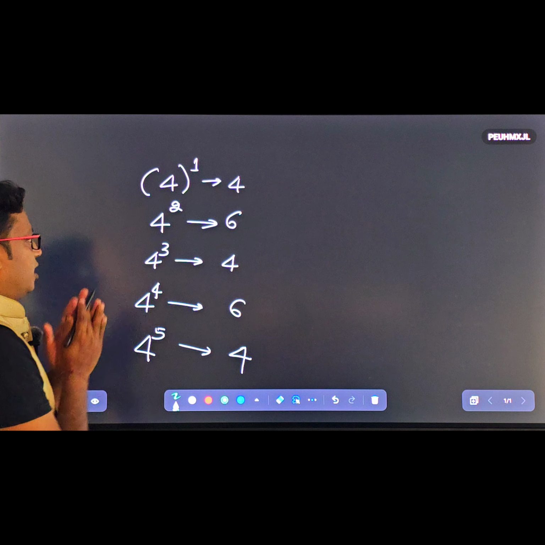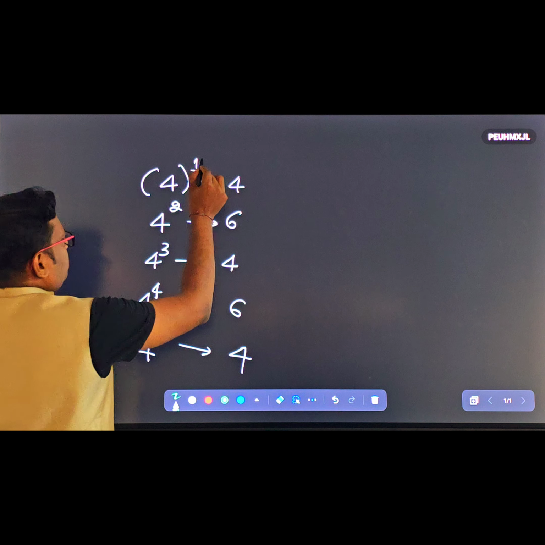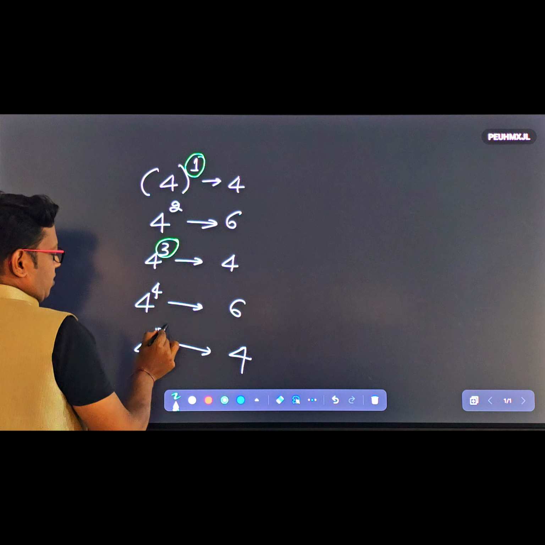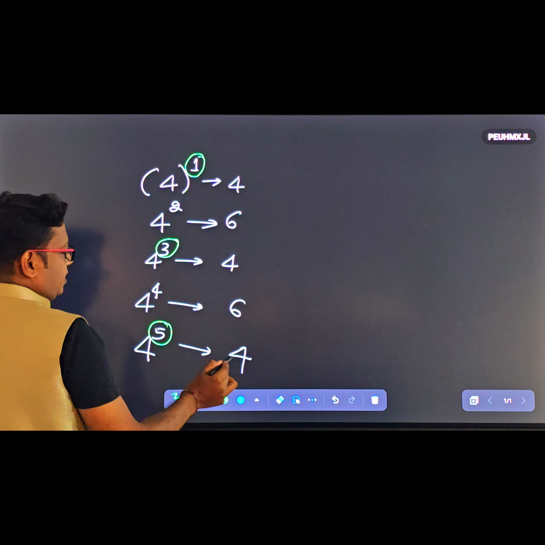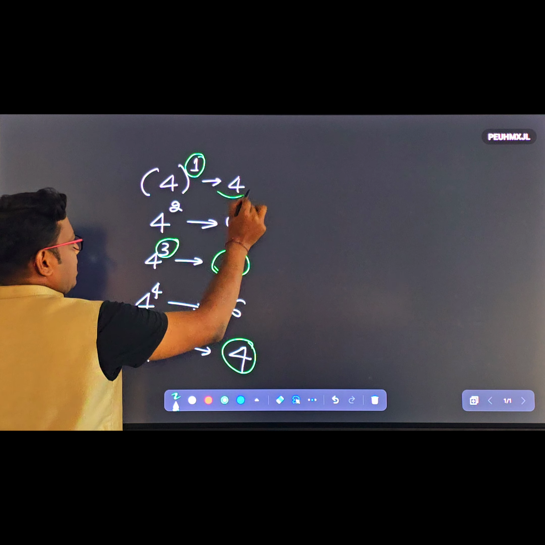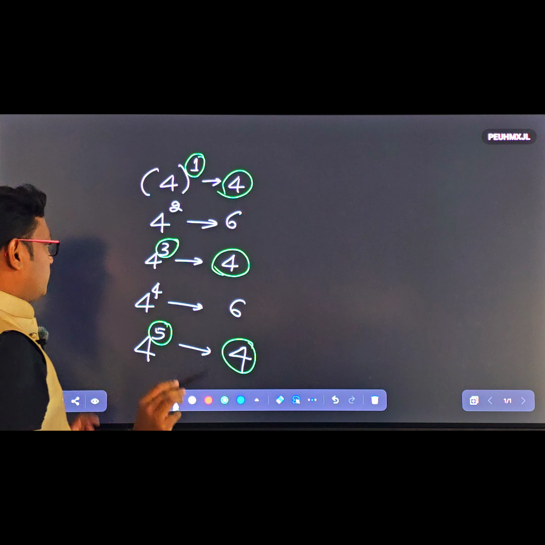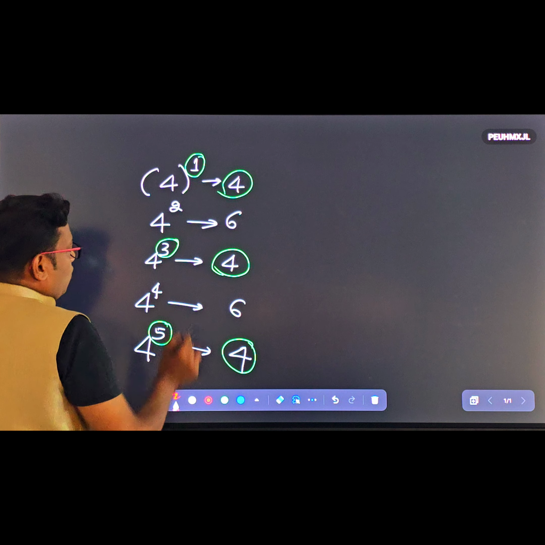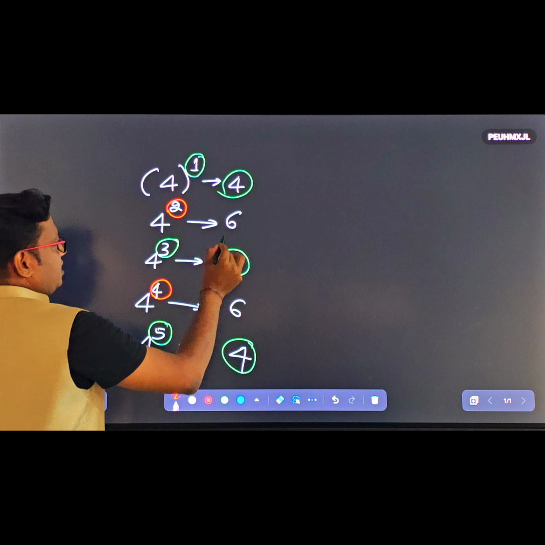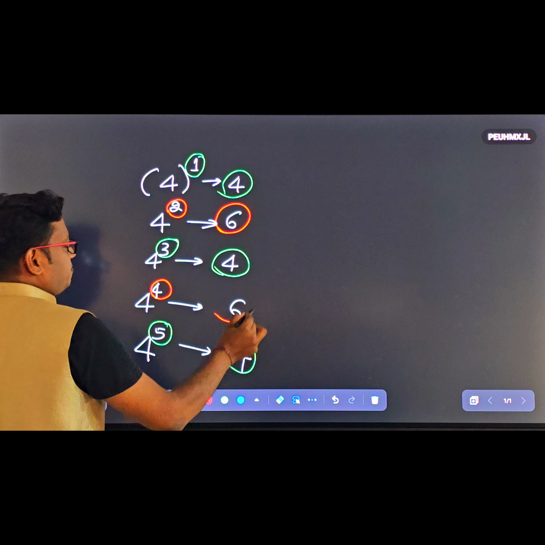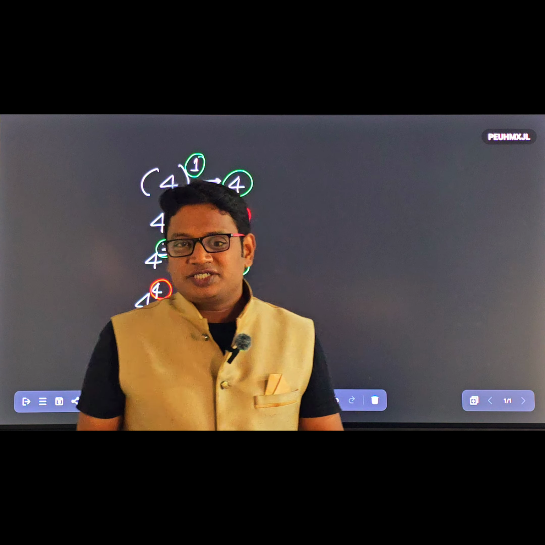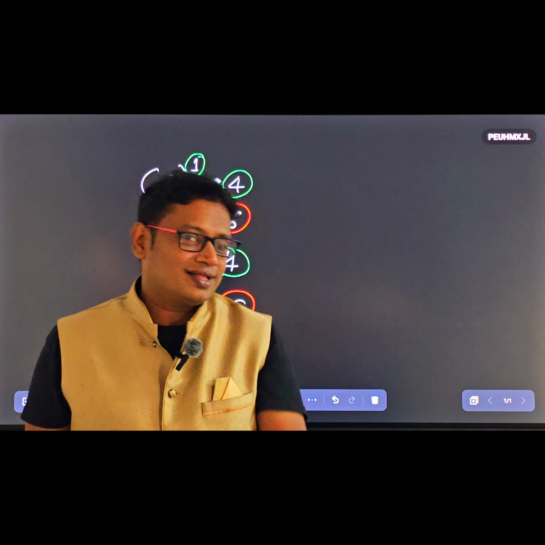Now, one thing you can observe here: 4 power odd number is 4 in the units place. 4 power even number is 6 in the units place. Hope you have understood the logic. Hope you have understood the concept.